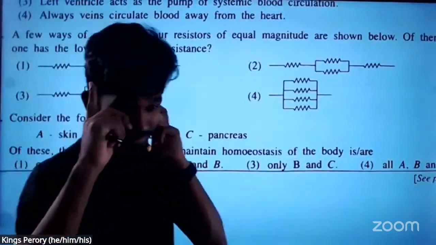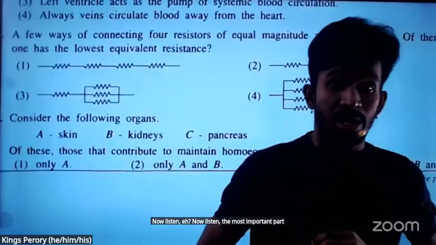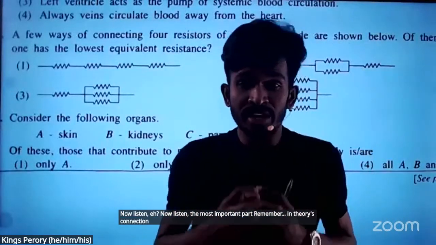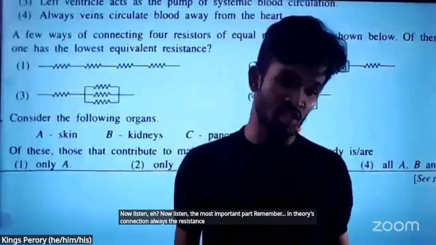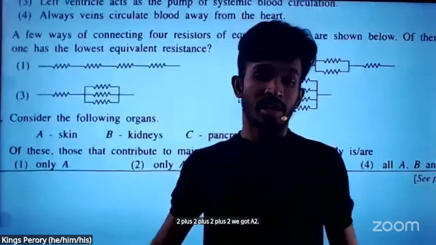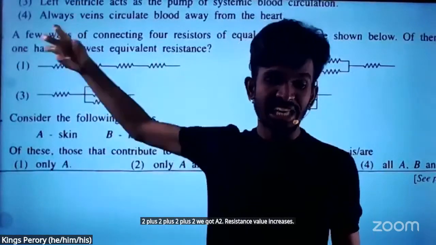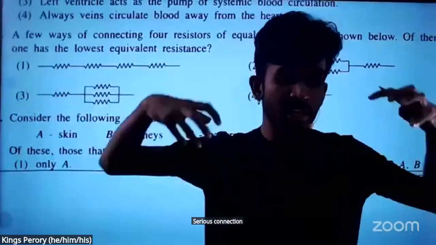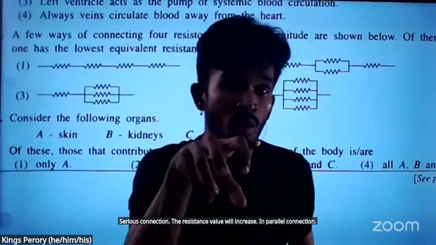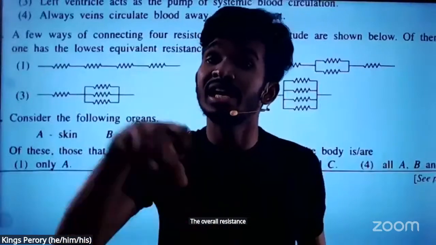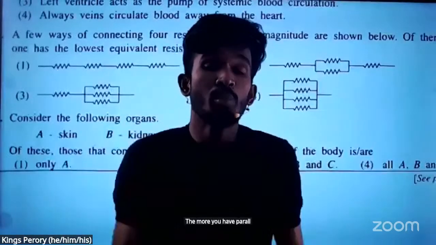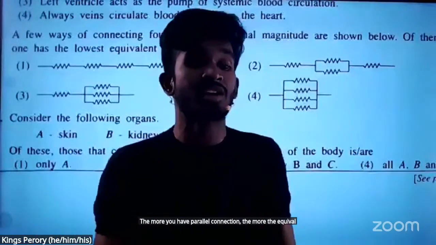Now listen, the most important part. Remember, in series connection, always the resistance value will increase. 2 plus 2 plus 2 plus 2, we got 8 ohm. Series connection, the resistance value will increase. In parallel connection, the overall equivalent resistance will decrease. The more parallel connection you have, the more the equivalent resistance will decrease.